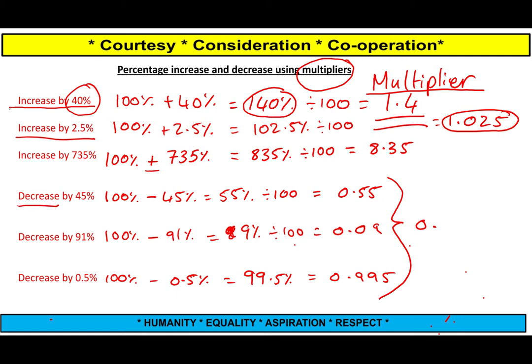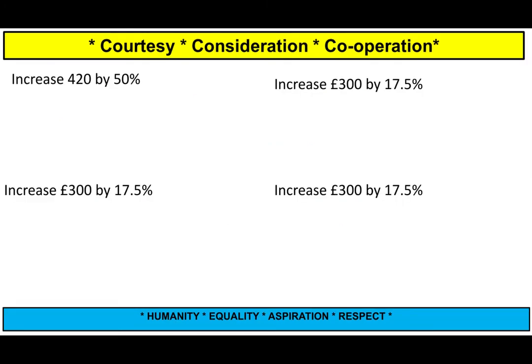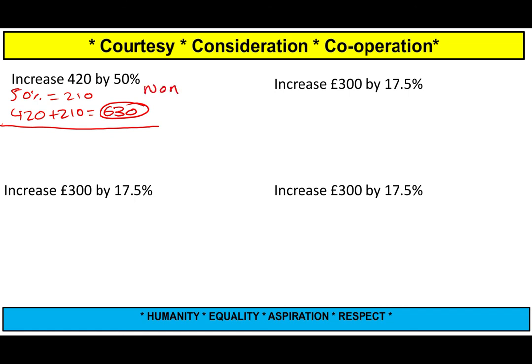Okay, now guys, let's try some questions. So you are going to need a calculator for this. So the question here says increase 420 by 50%. Now normally we would find 50%, which would be 210, and then we would add it on. So 420 plus 210 gives me 630. Okay, so that's the non-calculator method.